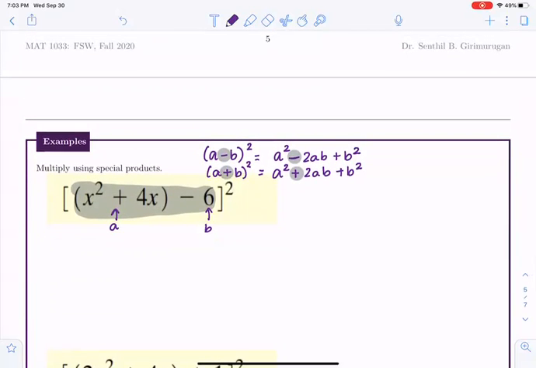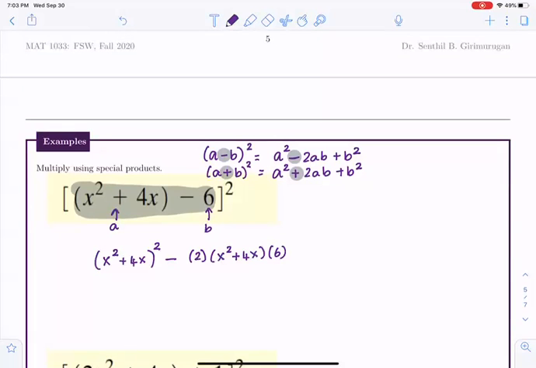So A is x squared plus 4x. So A squared. B is 6. So we'll keep that. Since I see a minus in the middle, I'm going to put minus 2. A is x squared plus 4x. B is 6. Common mistake. People would put it as negative 6. It is not negative 6.